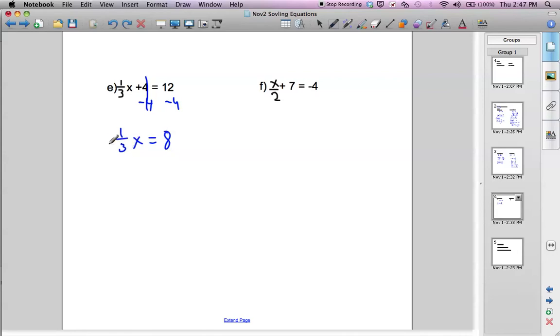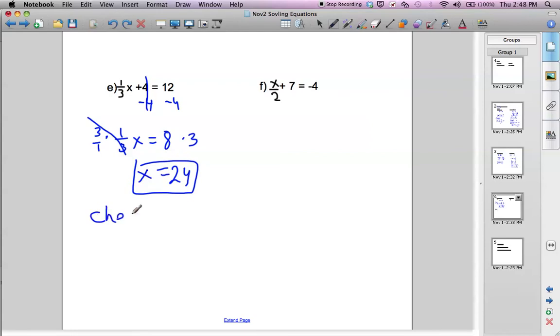We want just x over here, so we'll have to multiply by 3. Okay, to get rid of a fraction, you can multiply by the reciprocal. So we're going to multiply by 3, and that gives you 1x. Multiply the other side of the equation by 3, and you get x equals 24.